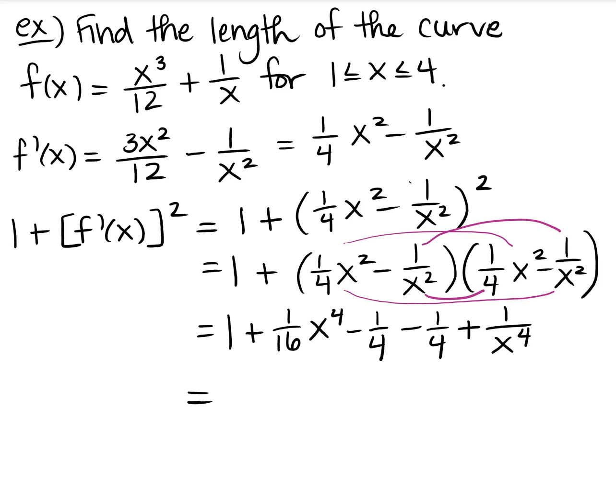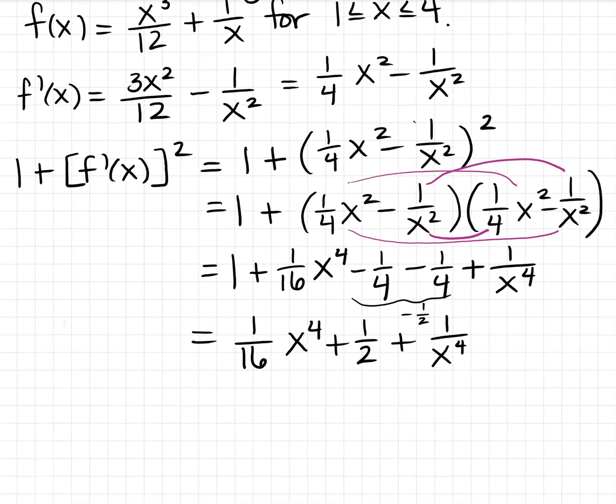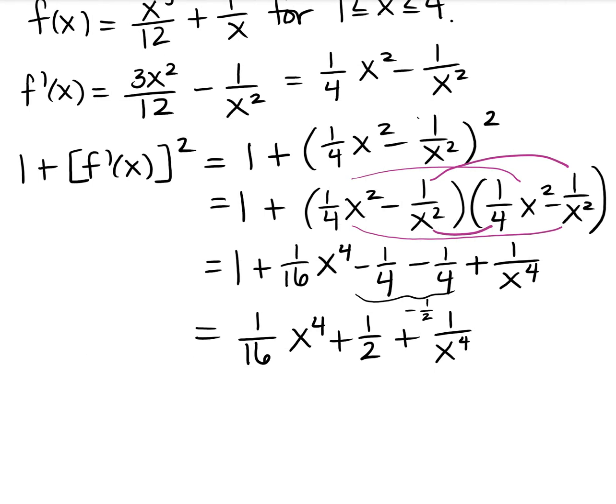So what do I get now? This is minus 1/2? 1/4 and 1/4 is 1/2, and I have that 1. So it looks like I get 1/16 x to the 4th, and I'm going to have plus 1/2, plus 1 over x to the 4th. I hope that makes sense. Now, this is tricky to see, but this actually is a perfect square. I don't always see that this is a perfect square. This actually factors into x squared over 4 plus 1 over x squared, quantity squared.